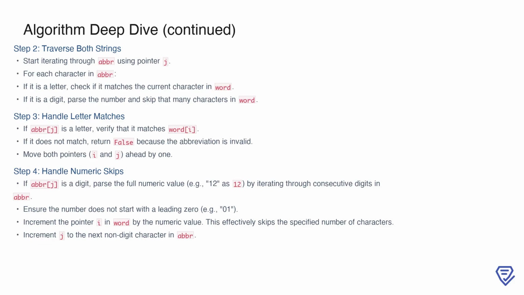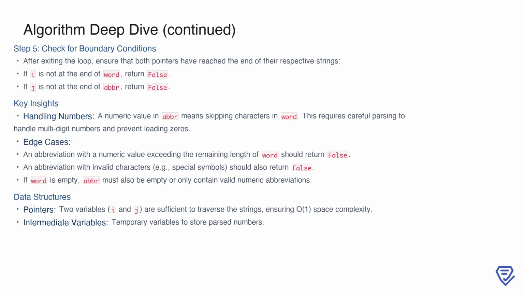the current number. After processing all the characters in the abbreviation, we need to validate the boundary conditions. Specifically, we must ensure that both pointers have reached the end of their respective strings. If pointer i has not reached the end of the word, it means there are unmatched characters in the word, so we return false. Similarly, if pointer j hasn't reached the end of the abbreviation, it means there are extra characters in the abbreviation, making it invalid.